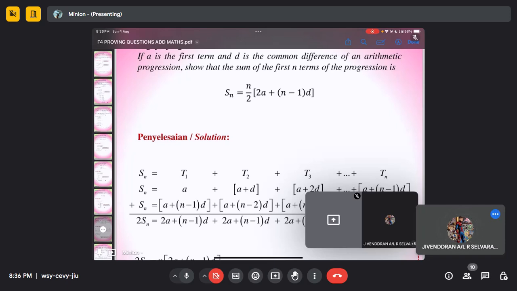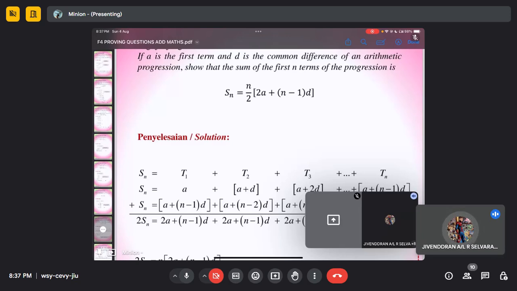The question says if a is the first term and d is the common difference of an arithmetic progression, show that the sum of the first n terms of the progression is Sn equals n over 2 in big bracket 2a plus small bracket n minus 1 close small bracket d close big bracket. So this is basically the formula for Sn for arithmetic progression. Technically they're asking us how we get this formula.